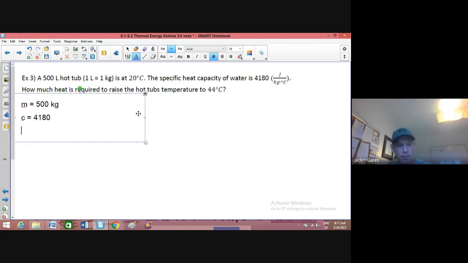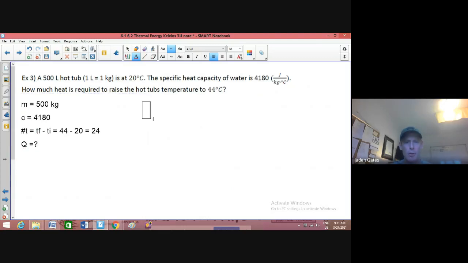Now, delta T, change in temperature. We want it to be 44, and it's starting out at 20. So what we need to do is take our final temperature, TF, minus our initial temperature. In this case, we've got 44 minus 20, and so we are looking to raise the temperature by 24 degrees. And how much heat is required? Well, that is what's called our Q value.